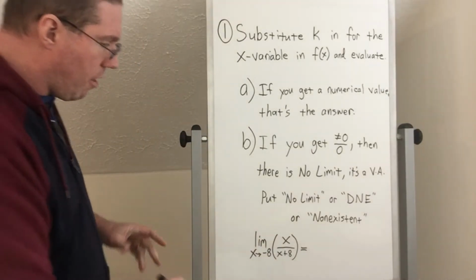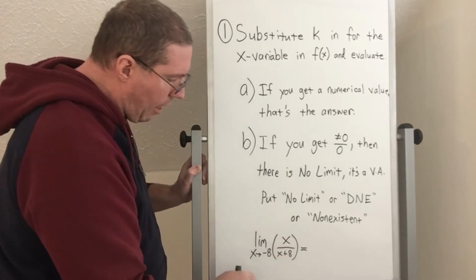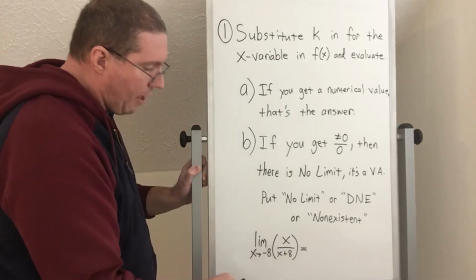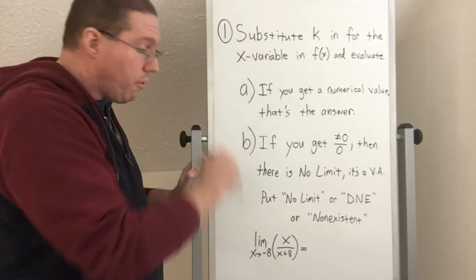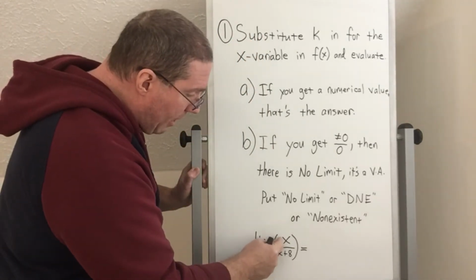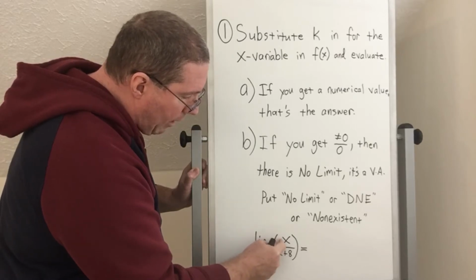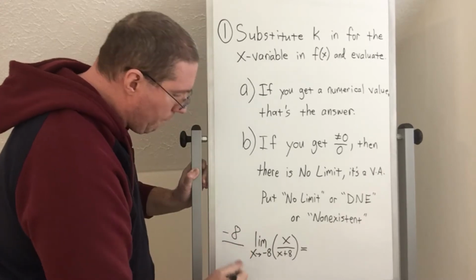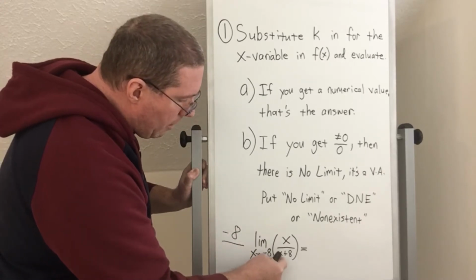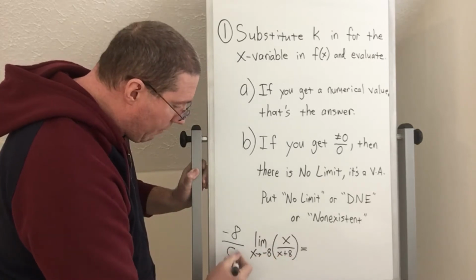So if you look right here, it says, what is the limit of x over x plus 8 as x approaches negative 8? We're going to do our substitution. It's always the first thing you do. We're going to put a negative 8 in here, and a negative 8 in here. If we put negative 8 in for x in the numerator, we get negative 8 on top. Over, if we put negative 8 in the bottom, we get negative 8 plus 8, that's 0, right? So we have negative 8 over 0.